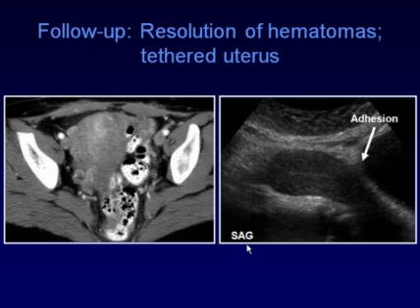Amazingly enough, despite how awful this looked, the patient was treated conservatively. The hematomas resolved, and this is the follow-up in this patient. You can see, as is common, the uterus often becomes tethered to the anterior abdominal wall. This is the sonogram of that patient. You can see the bladder, and there's a little bit of an adhesion at the site of the incision. But amazingly, everything has healed quite well.